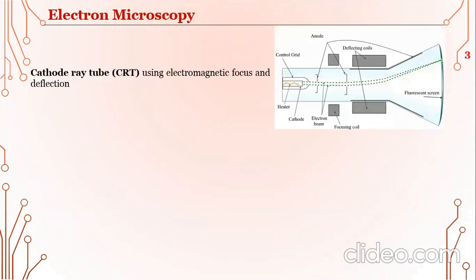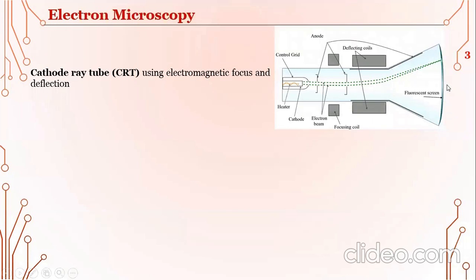This is the cathode ray tube using electromagnetic focus and deflection. If you can see, this is the heater, and this is the control grid that controls the heat, and the cathode is there for emission of electrons, and these are the anodes, and this is the electron beam, and these are the focusing coils, and these are the deflecting coils, and the fluorescent screen. The beam is perceived here on the screen.